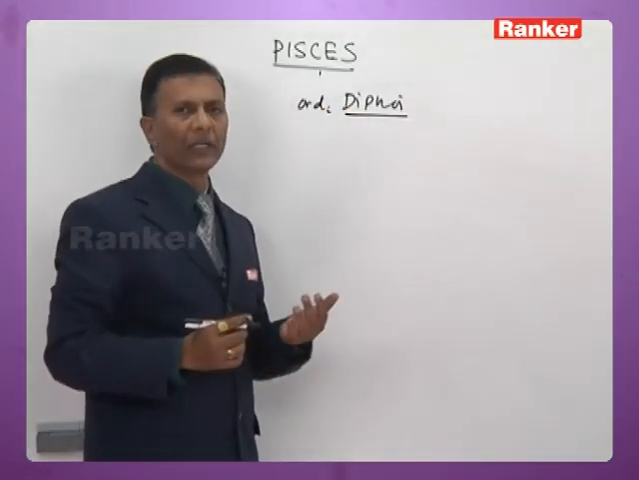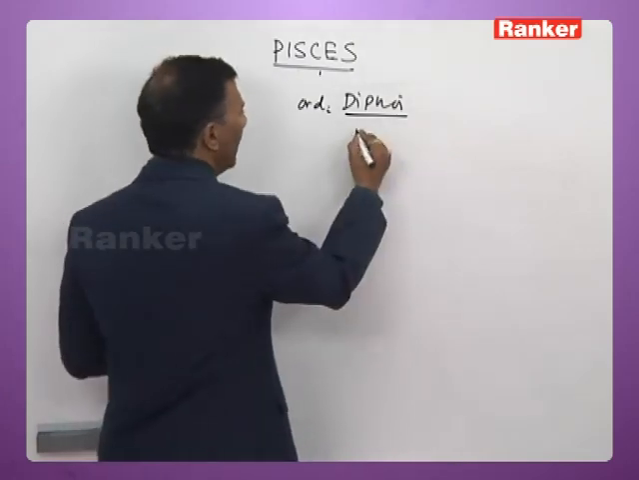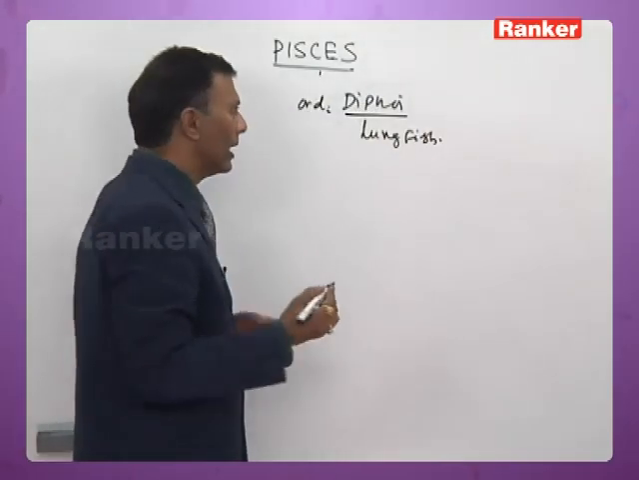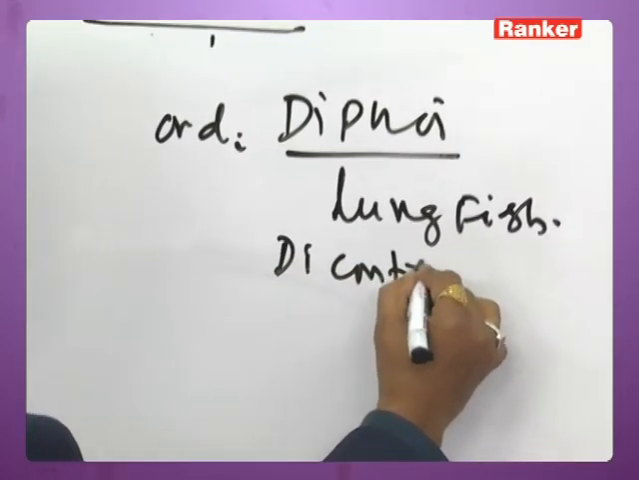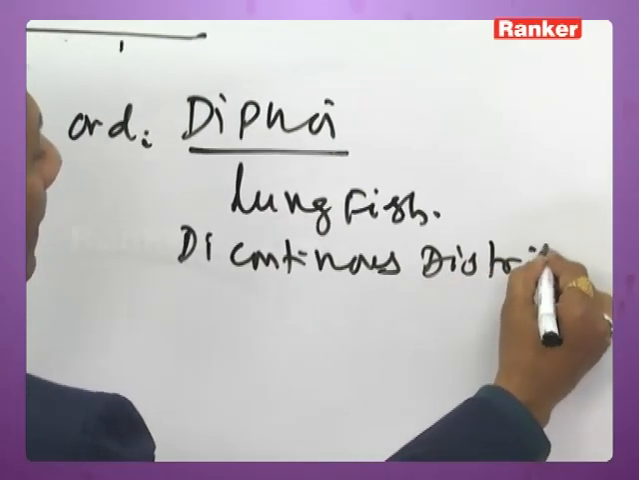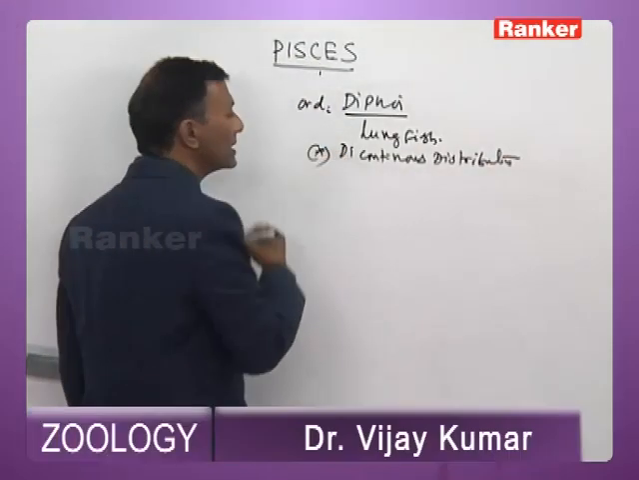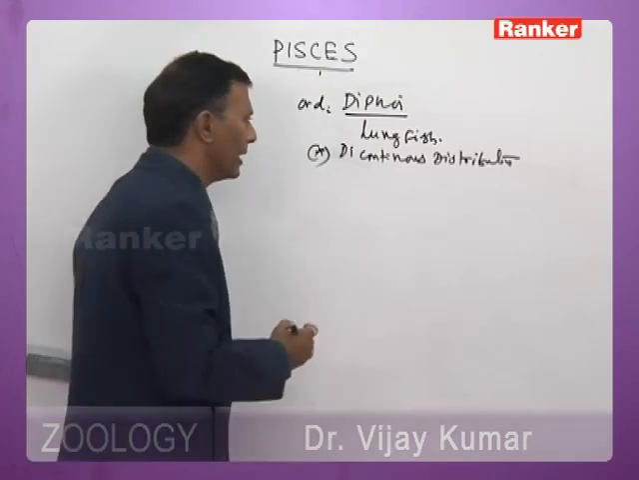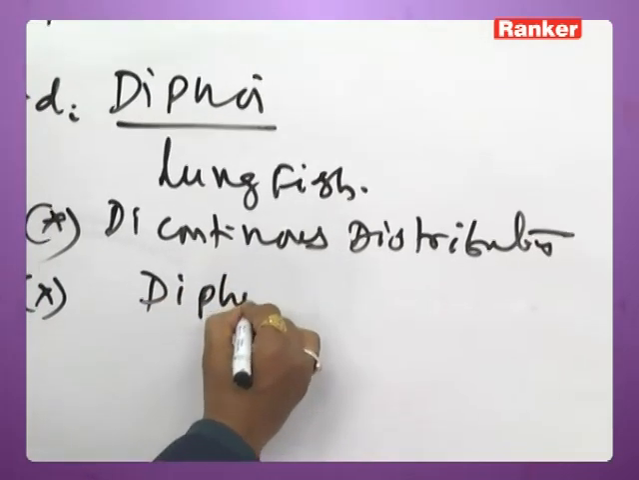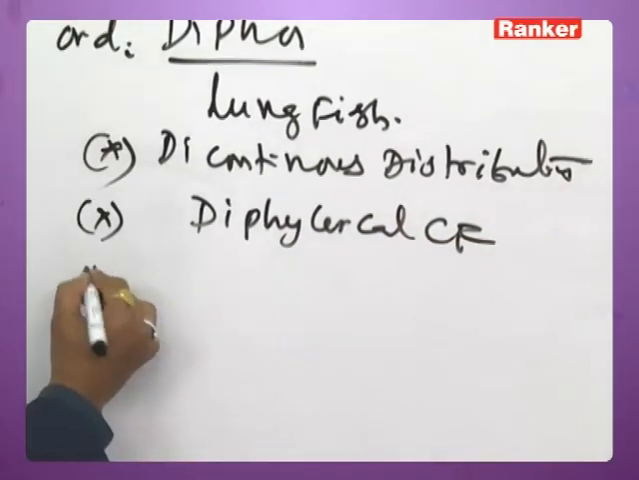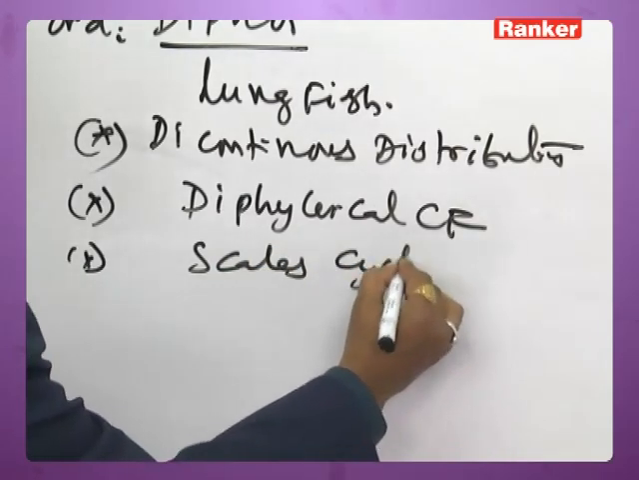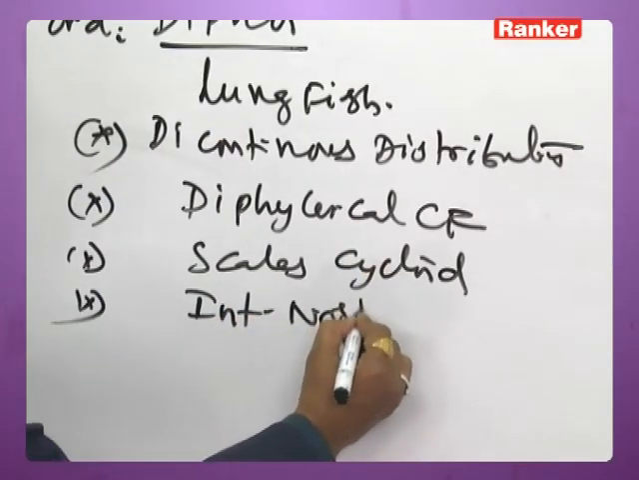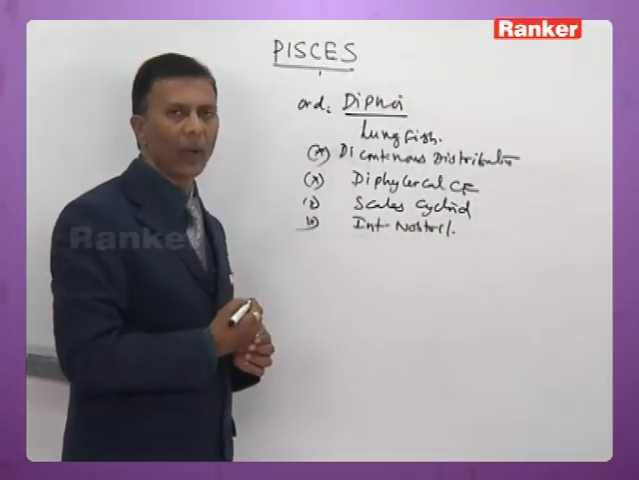The order Dipnoi, the most important group of fish, includes lungfish, where the air bladder is modified into a lung. Dipnoians exhibit discontinuous distribution, that is, they are not found all over the world but confined to only three parts of the world: America, Africa and Australia. They have a diphycercal caudal fin. Scales are cycloid. Internal nostrils are present, that's why they are also called Choanichthyans.